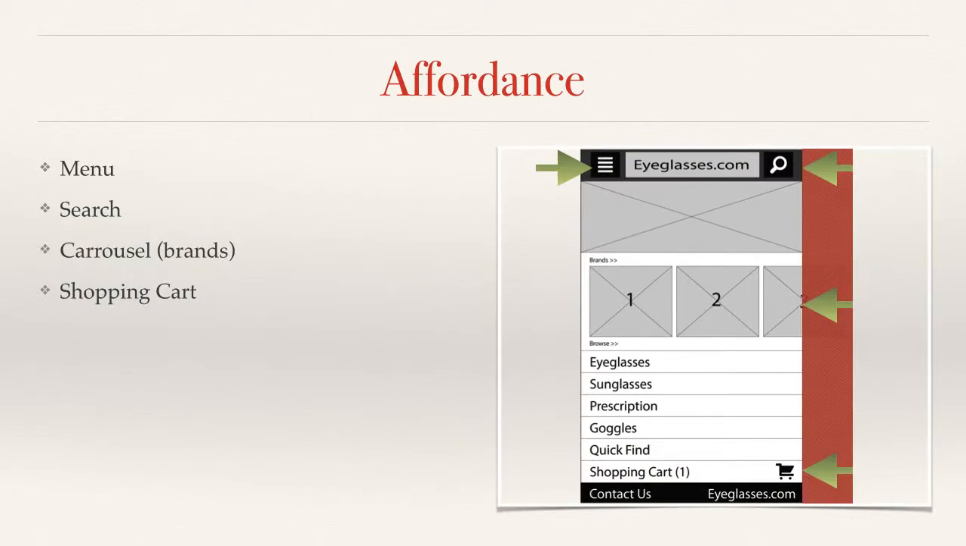Speaking about affordances, the menu icon, the search button, the carousel, as well as the shopping cart, I believe that those are all universal icons and universal ideas that are used between modern-day applications, especially on the mobile platform. So I decided to use those in this design.